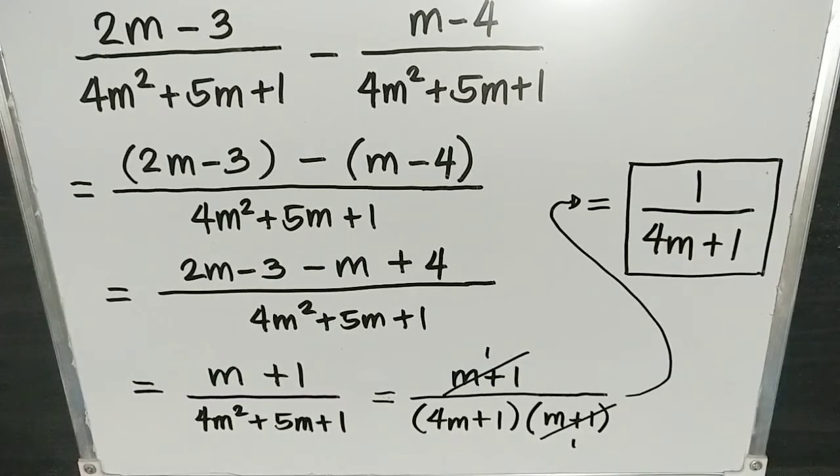Alright, so to recap, in adding and subtracting rational algebraic expressions with the same denominators, first you are going to copy the common denominator, add or subtract the numerators, then you try to factor the numerator and denominator if possible. Then look at the common factors, cross them out, then write the remaining factors. And that will be it. I hope you learned something from this video.